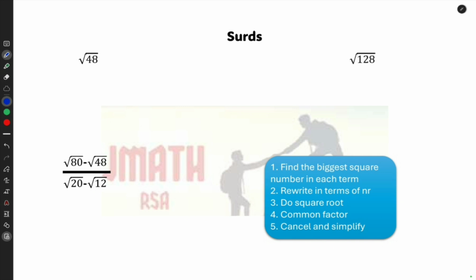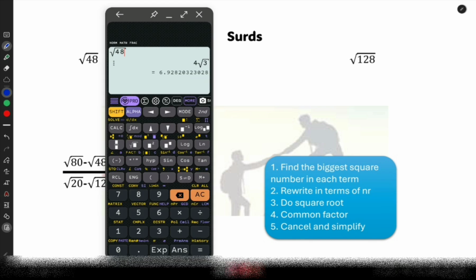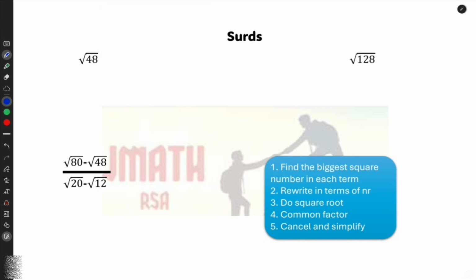So if you see the square root of 48, it's very easy to just type it in your calculator. So the calculator will tell you the answer is 4 root 3. So the teacher is going to want a step between the calculator's answer and your answer. So my advice would be to use the calculator, but give yourself an extra line. So the answer is 4 root 3, but your teacher is going to mark the step in between.